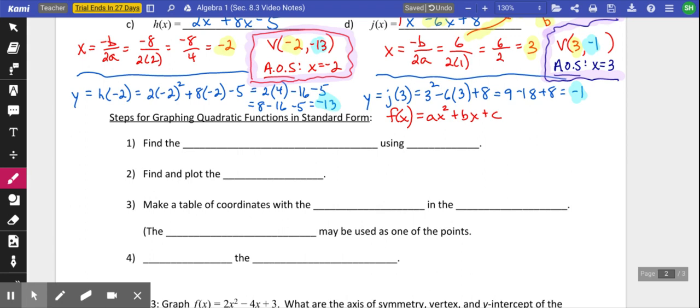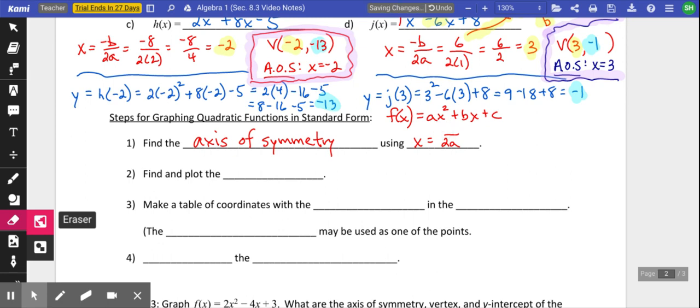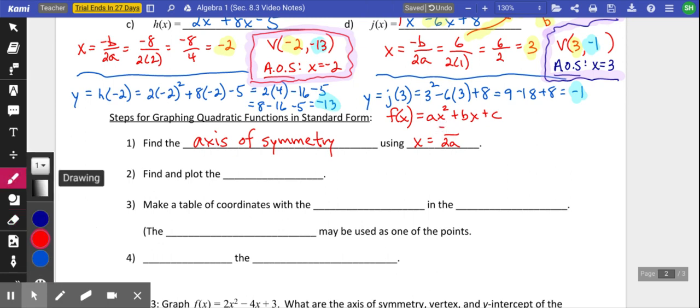To graph these, the first two steps are things we've already talked about within this section. First, we are going to find the axis of symmetry. There's a little formula that goes along with finding this, which we got in the previous part of our section. We're using x equals negative b over 2a. That negative in front, I like to say opposite of b, just so we know we're doing the opposite sign. So opposite of b over 2a. Once we find that, we have found the x of the vertex.